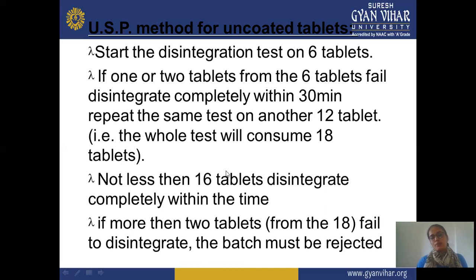If more than 2 tablets from the 18 fail to disintegrate, the batch must be rejected. Means out of 18, 16 tablets are required to pass your test and disintegrate within the time, within the 30 minutes, and only 2 tablets are allowed to disintegrate in not the required time. If it's more than 2, then you reject your batch.